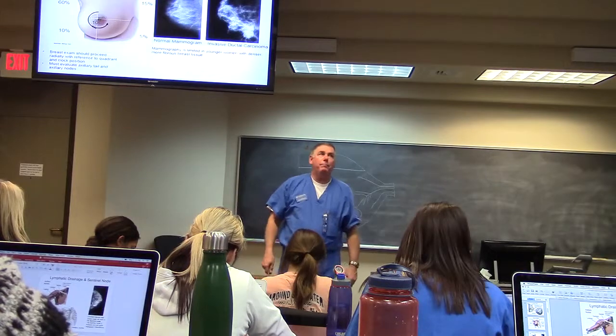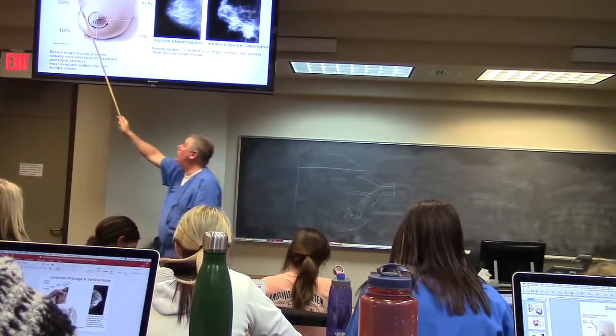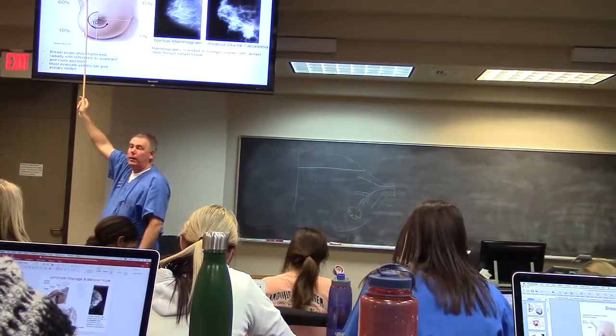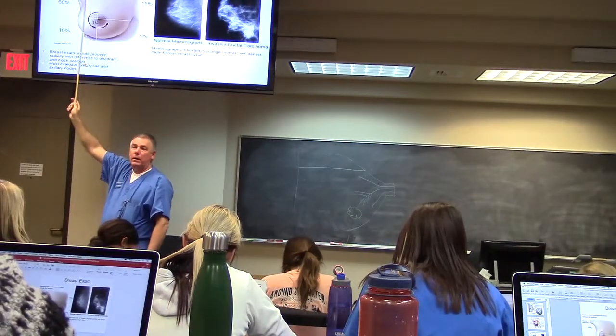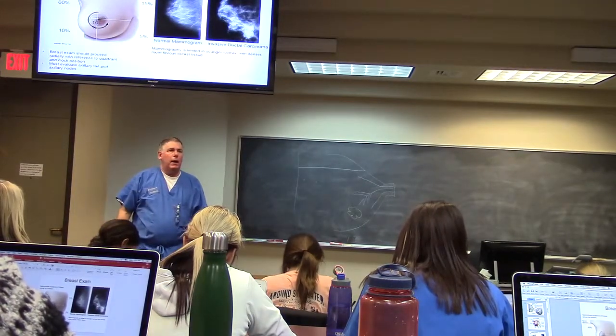On the incidence of breast cancer, you see that most breast cancer occurs in the upper outer quadrant and tail of Spence. Two-thirds of it essentially occurs in that area.